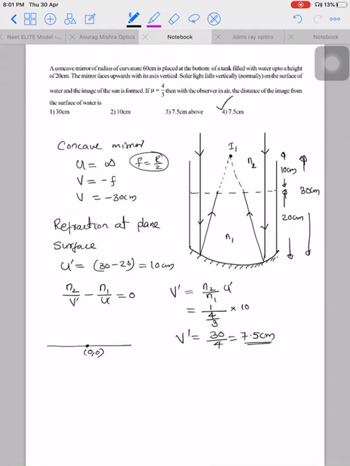Therefore, answer is 7.5 centimeter. Here what happens is, as light travels from water to air, the refracted ray bends away from the normal. This light rays converges at a point I2 and it is at 7.5 centimeter above the water surface.